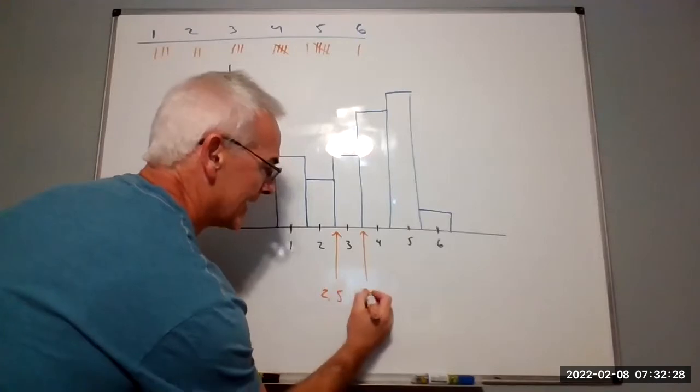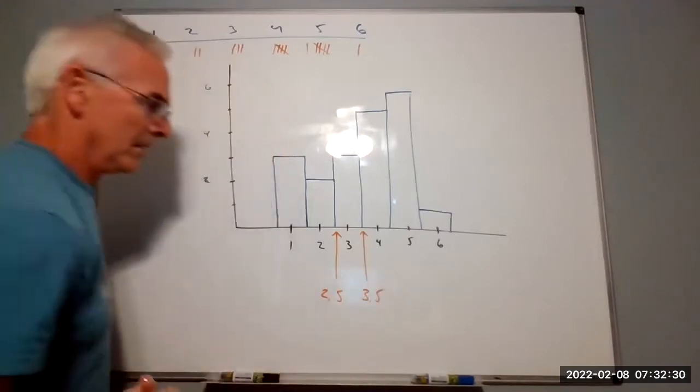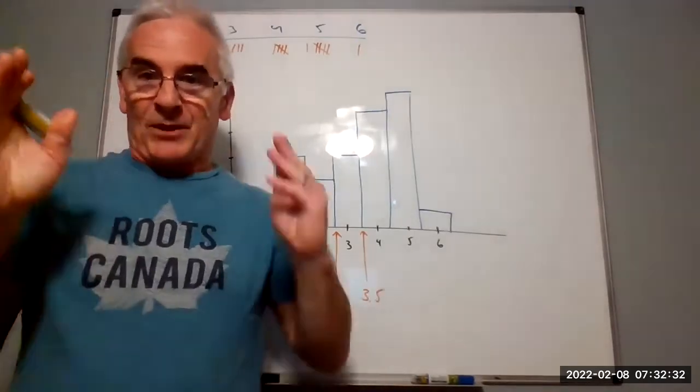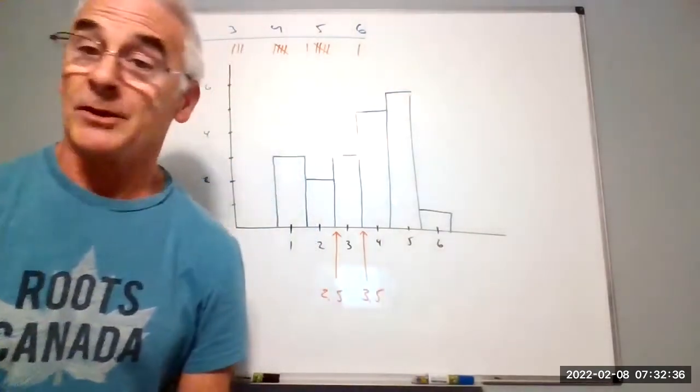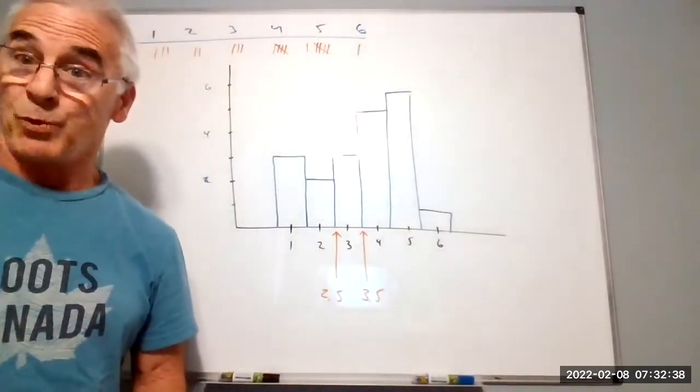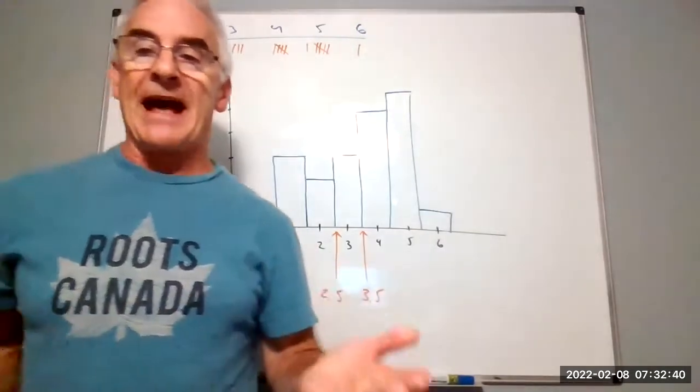2.5. That seems strange, and that would be 3.5. So the number 3 goes from 2.5 to 3.5. You say, but you can't get 2.5. You're right. That's why we use 2.5.